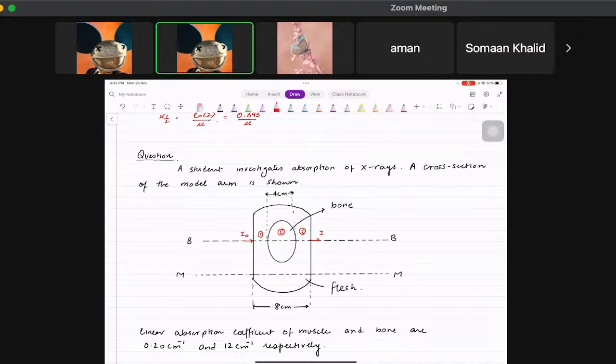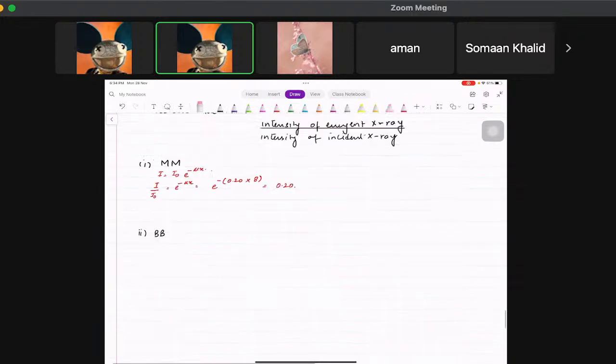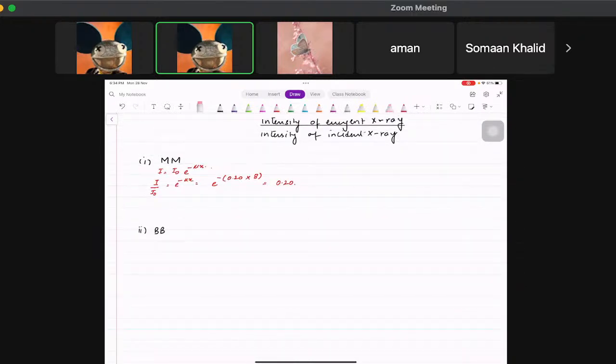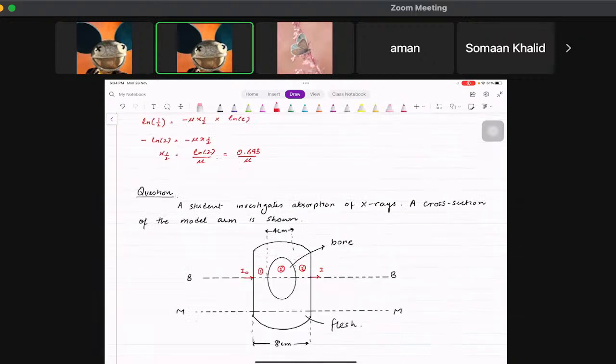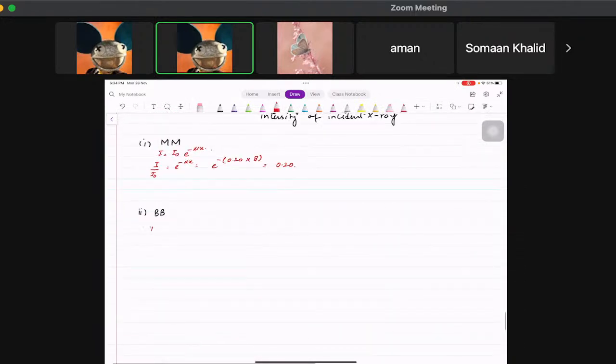Now the issue with these questions is that they can be terribly wrong, but I'm going to show you one of the easiest methods that you can do. You're going to simply look at the ends here. You're going to say, okay, this is I and I naught. You're going to write I over I naught, and then multiply each coefficient, like the exponential value of each section. For example, the first one, the muscle in the first section, is e to the minus 0.20.